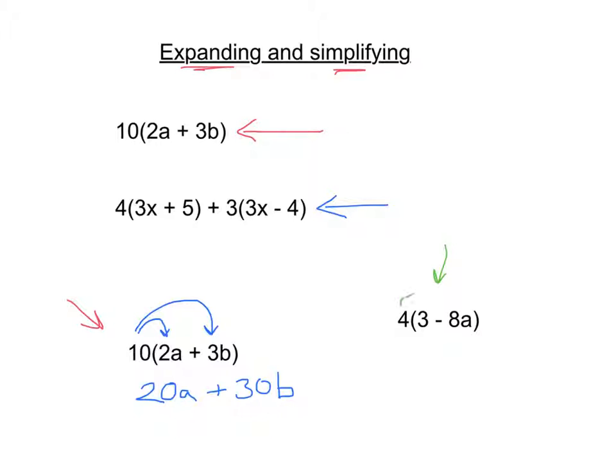Same process: 4 times the 3 is 12, and then 4 times the 8a is, well, that's 32 lots of a. But hang on a minute, I'm really wary of that minus. It's 4 times minus 8a. So instead of plus 32 there, it's a plus 4 times a minus 8, so that means we have a minus in between. So just be really careful when you've got a minus in the brackets and use your negative number rules in that case.